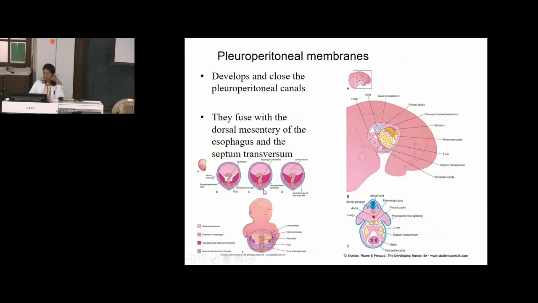Further, we know the pleuroperitoneal membrane is formed at what place? The pleuroperitoneal canals. These get closed by the formation of the pleuroperitoneal membrane, right? And they fuse with the dorsal mesentery of the esophagus and the septum transversum. Once the membrane is formed, it fuses ventrally with the septum transversum, and towards the dorsal side it fuses with the dorsal mesentery of the esophagus that we have seen in the primitive gut, right?